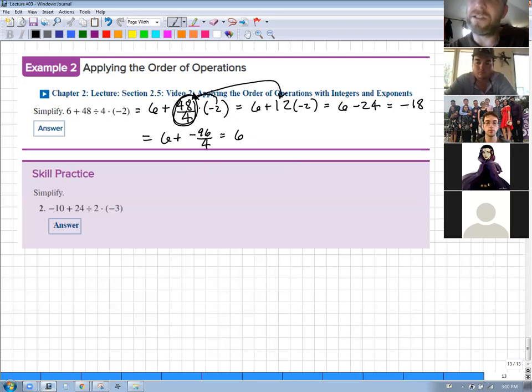And then we have a plus and negative. And then 96 divided by 4 is a negative 24. Yeah. Which is still negative 18. Okay.